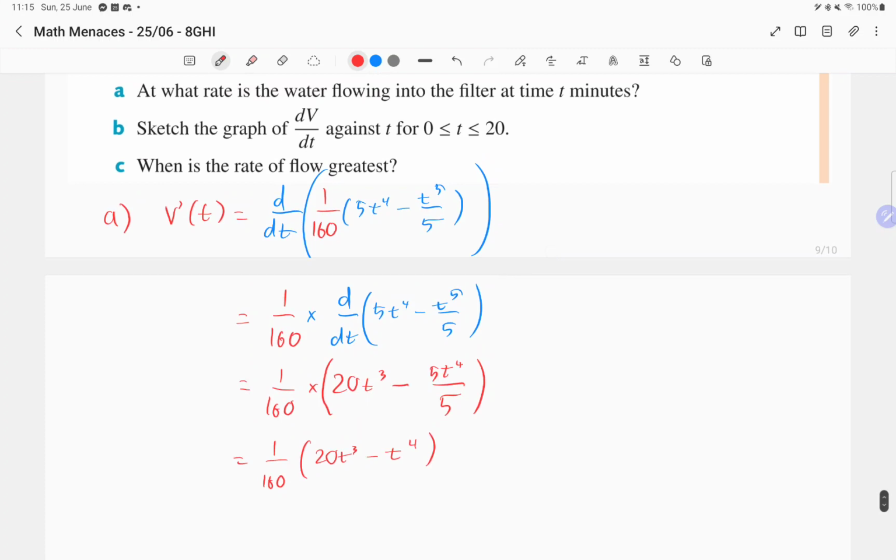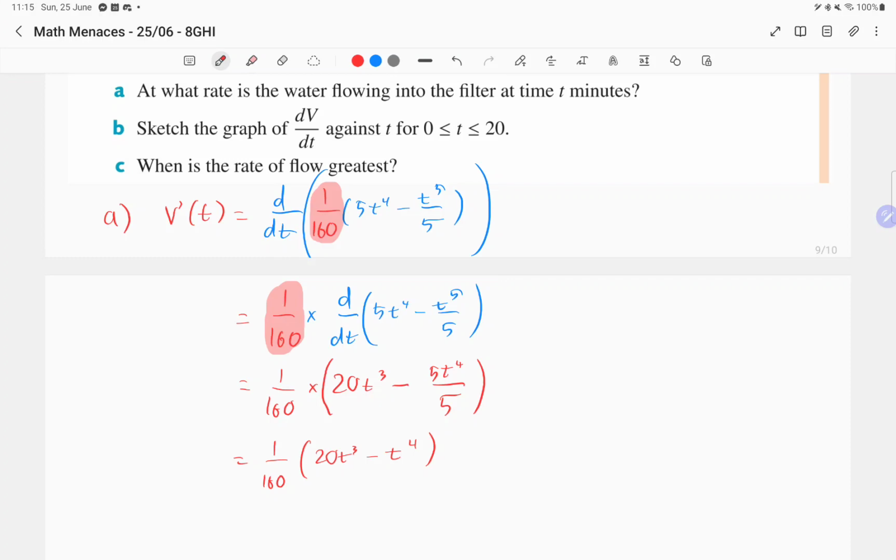Okay, so the important technique that I want you guys to remember is ignoring, well, not ignoring, but you can take out the constant factor and then you only derive what's inside the brackets. Why can't you take out the 1 over 160? Yeah, you can, because it's only a constant factor.